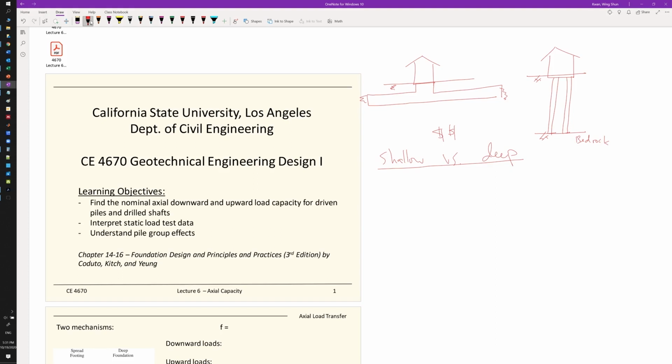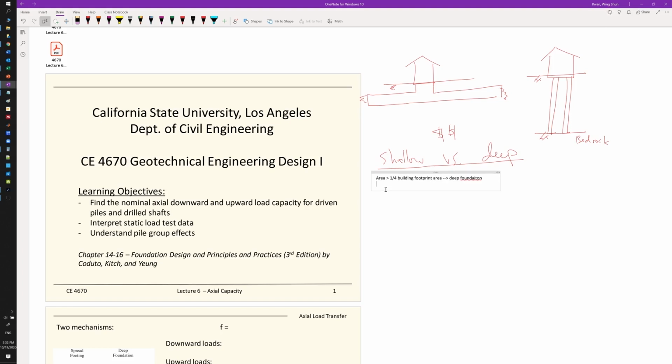It's so high that you need to give it to the bedrock, so that you can sustain the structural loading. So a general rule of thumb is if the area of your foundations ends up greater than one quarter of the building footprint, you may want to go to deep foundations.